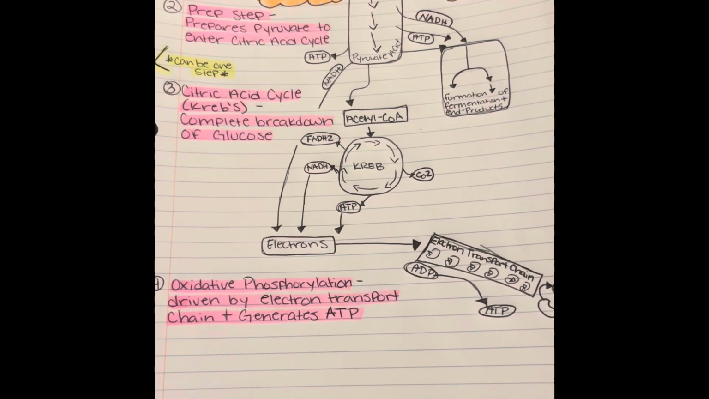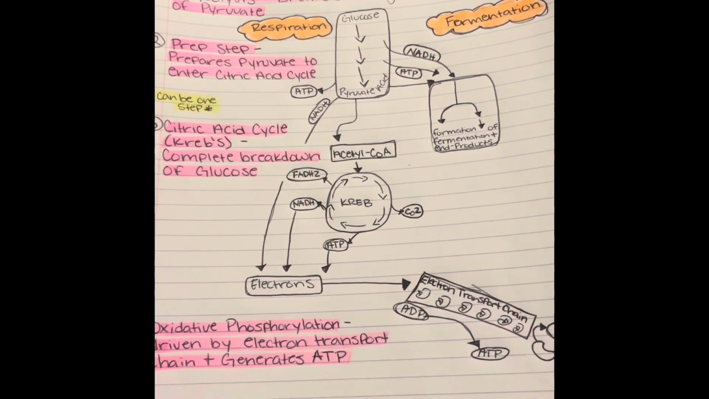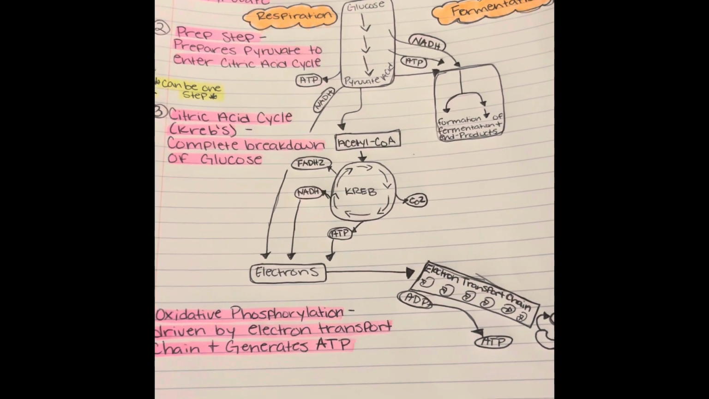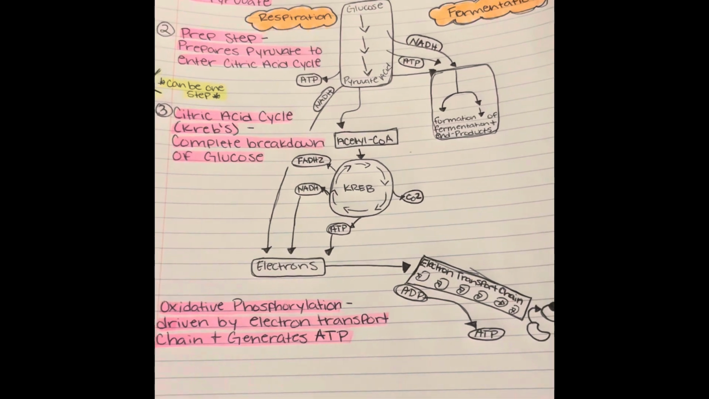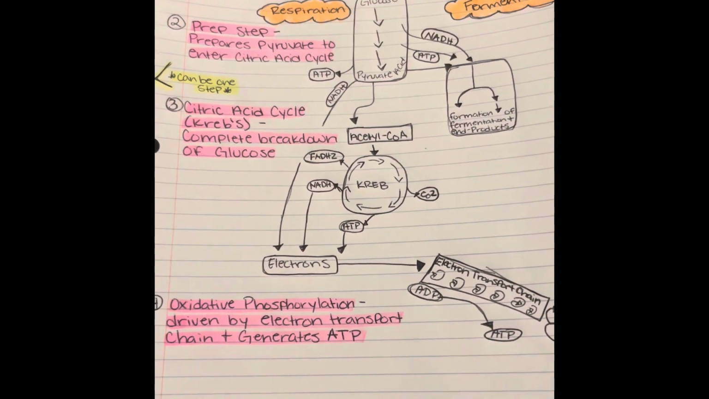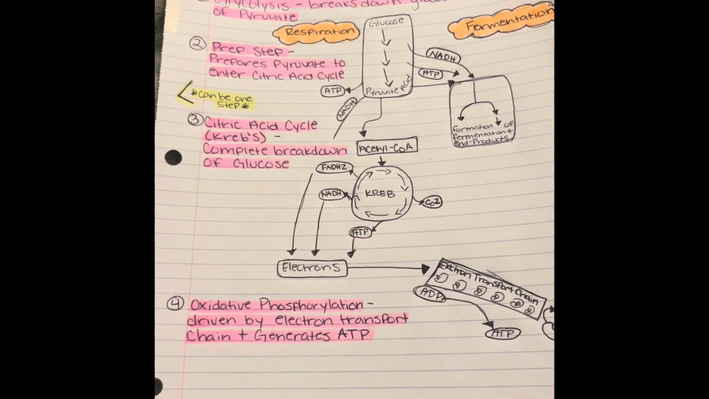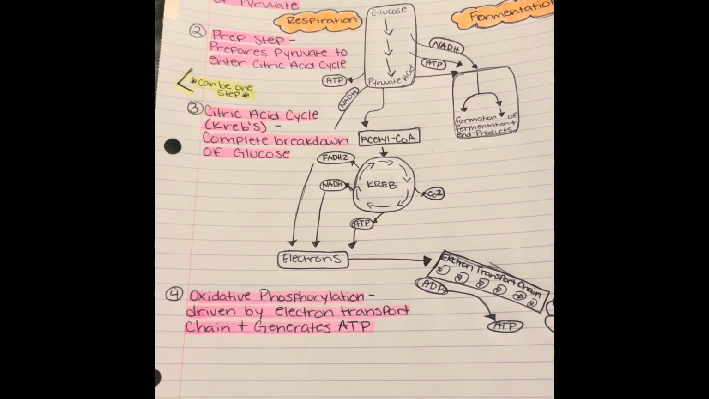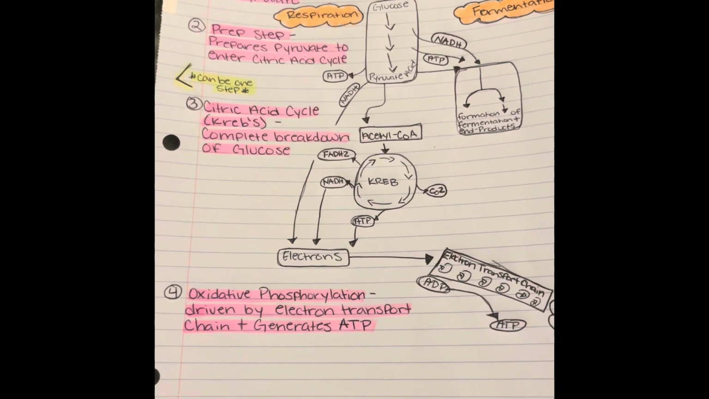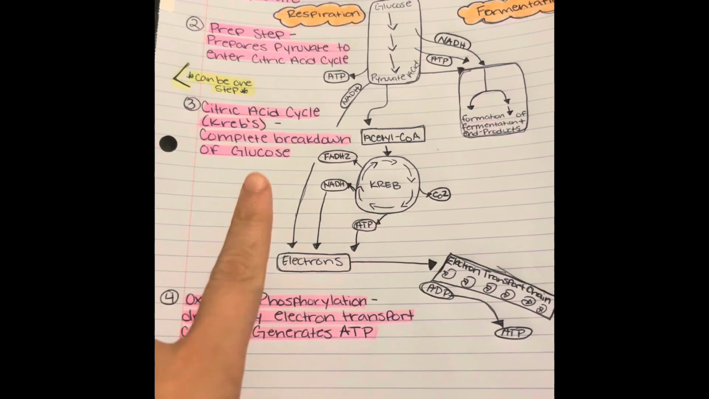It's a complete breakdown of glucose. Krebs cycle results in complete oxidation of the acetyl CoA to carbon dioxide and the formation of ATP. Carbon dioxide is released, 2 ATP are produced, and it forms 6 NADH and 2 FADH2s. It takes 2 cycles to fully complete.